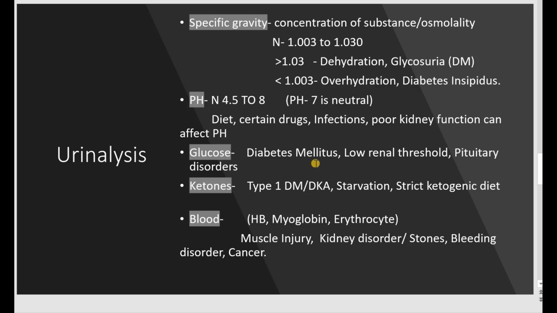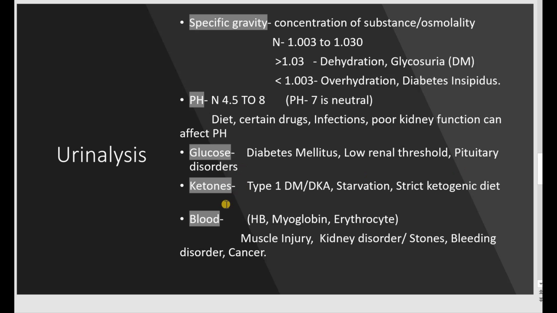If diabetes is not present, rule out low renal threshold. That means the kidney cannot reabsorb the glucose and more glucose is filtered by the kidneys. Another cause is pituitary disorder, so rule out any pituitary condition.